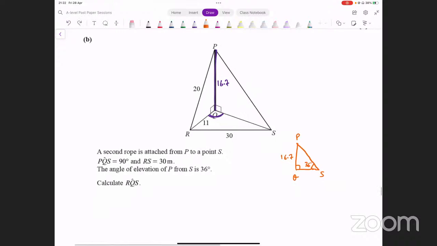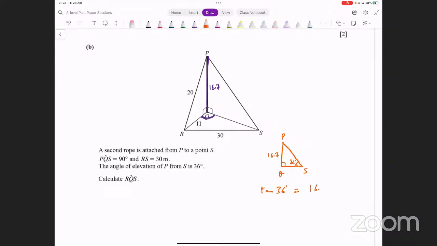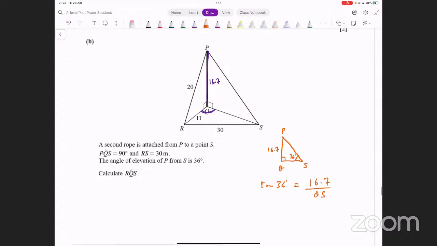QS is adjacent to the angle. 16.7 is opposite to the angle. Opposite और adjacent में क्या रेशियो होती है? Tan. So we can say tan of 36 degrees should equal opposite, which is 16.7, divided by adjacent, which is QS. तो QS क्या हो जाएगा फिर? QS is going to be 16.7 over tan of 36 degrees.